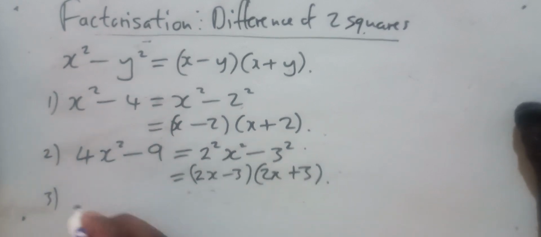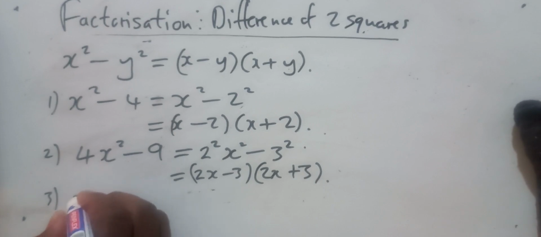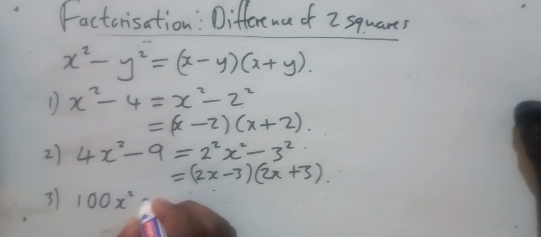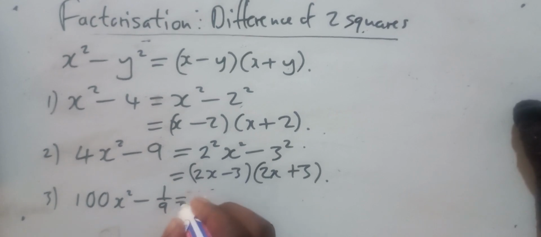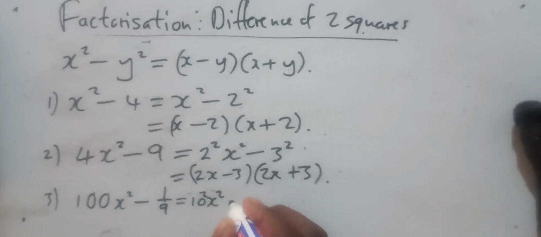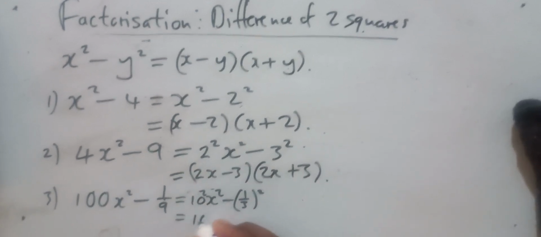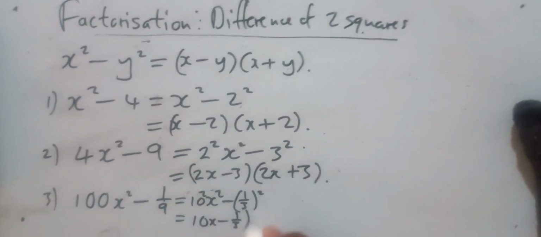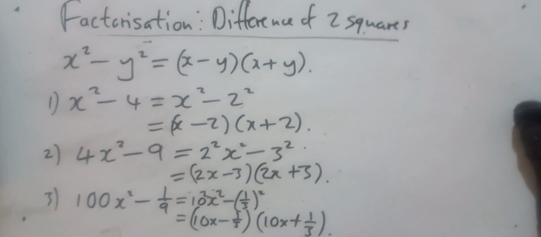So for this method, you can use it even when there are fractions. We can also apply the same method. Let's say we have 100x squared minus 1 over 9. So what it means is we have 10 squared x squared minus 1 over 3 squared. So this gives us 10x minus 1/3 times 10x plus 1/3.